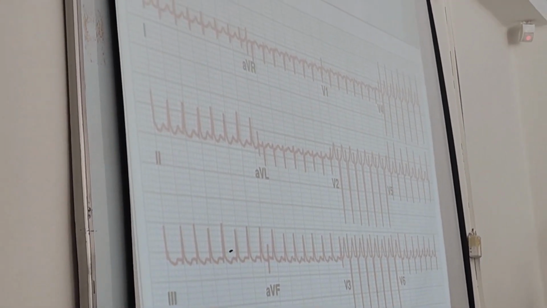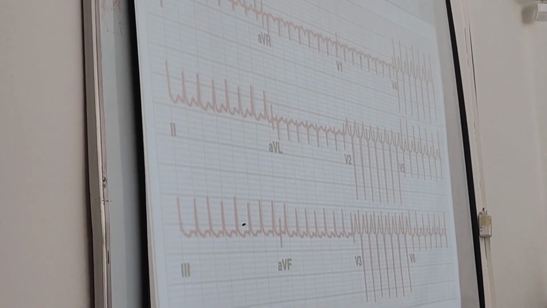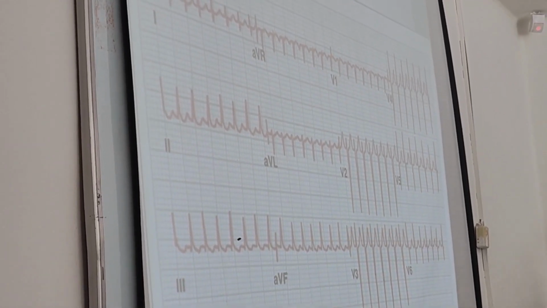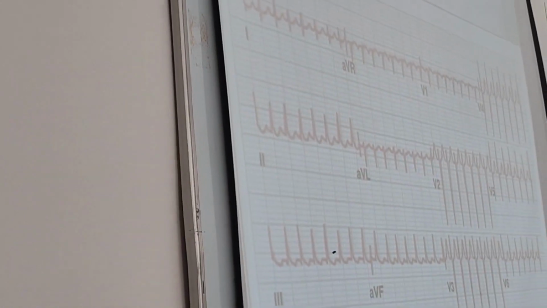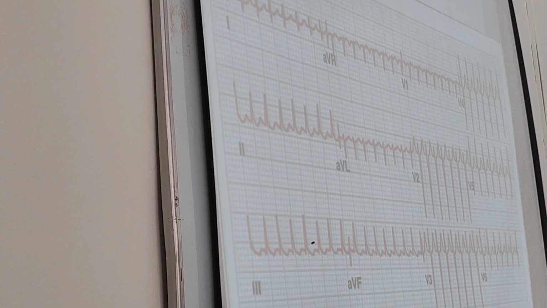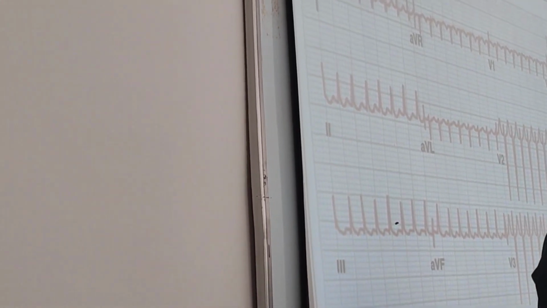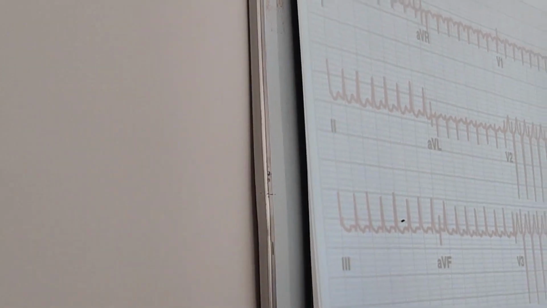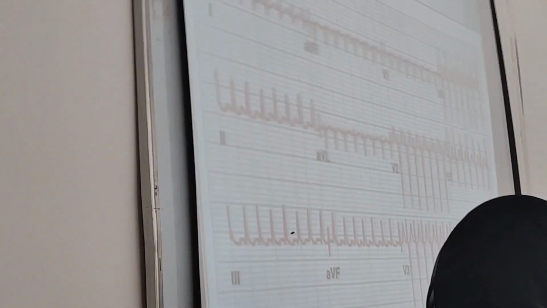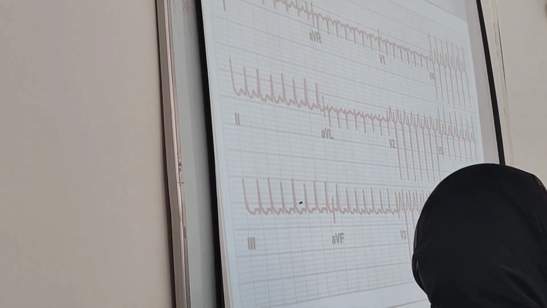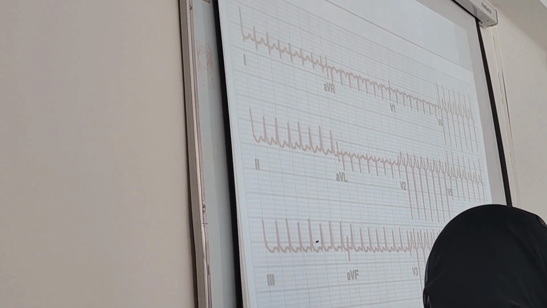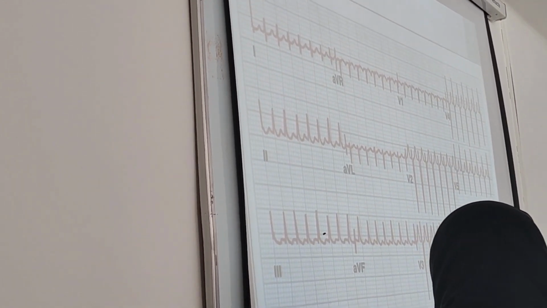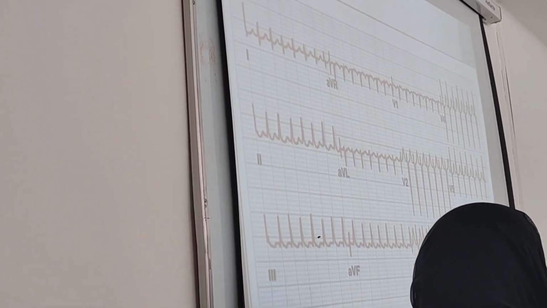Now, to the board. Listen. Is that normal or not? So, it is not normal. Where can the initial focus for this heartbeat be? The rhythm is initiated where?